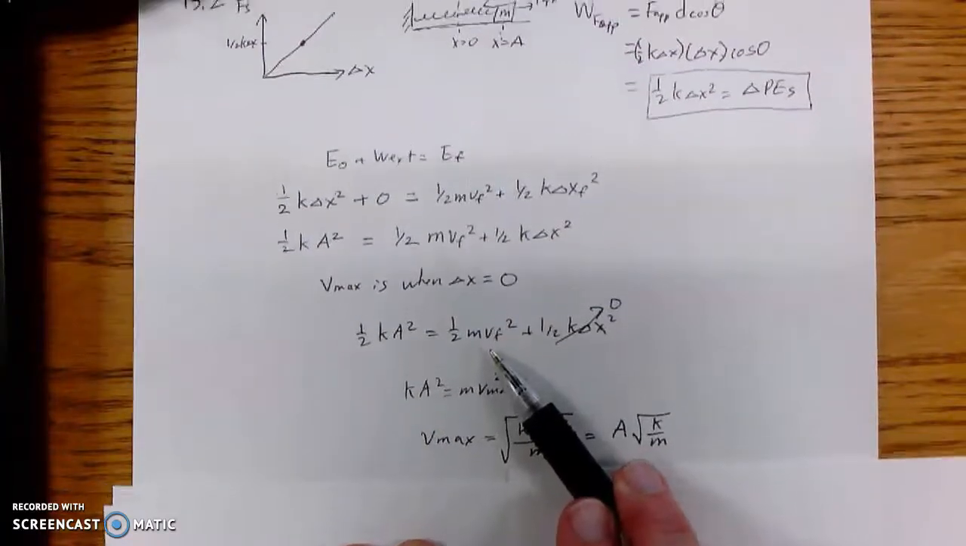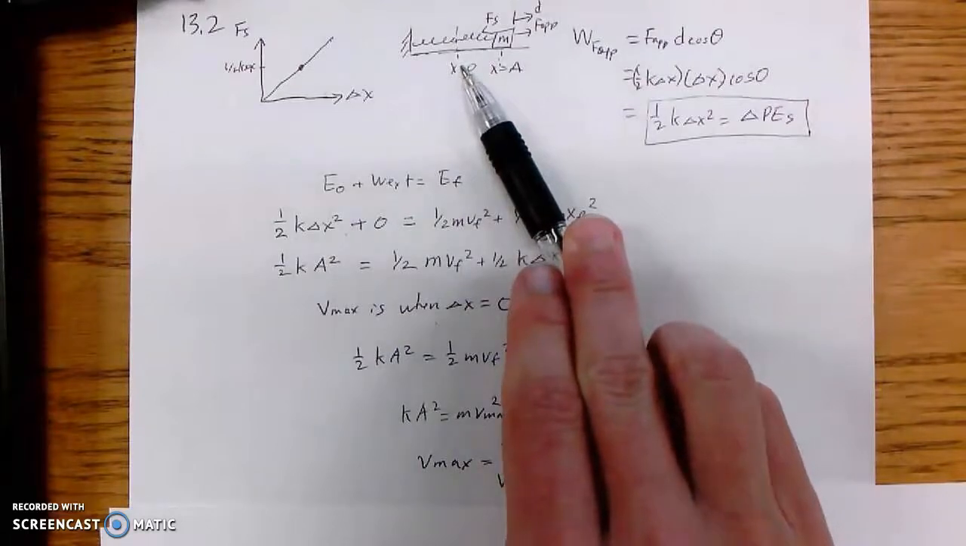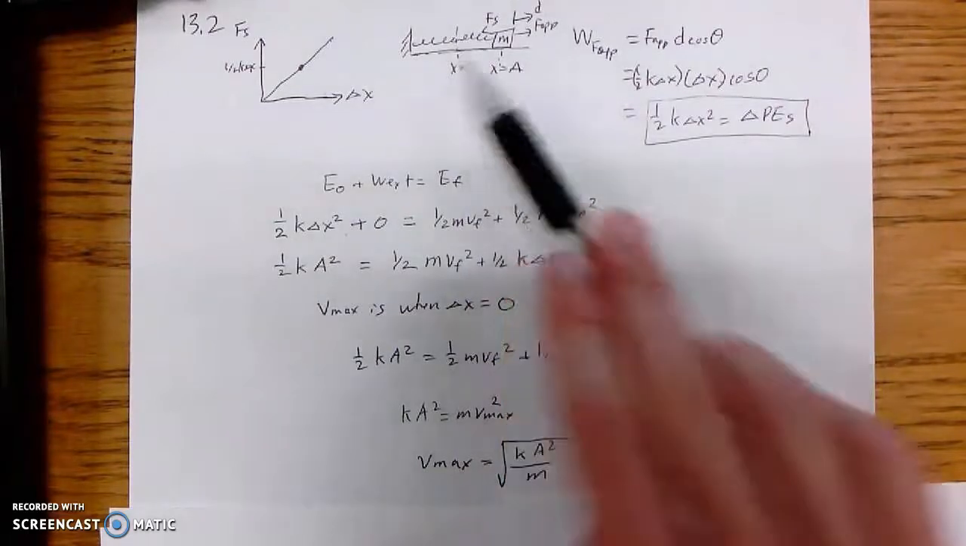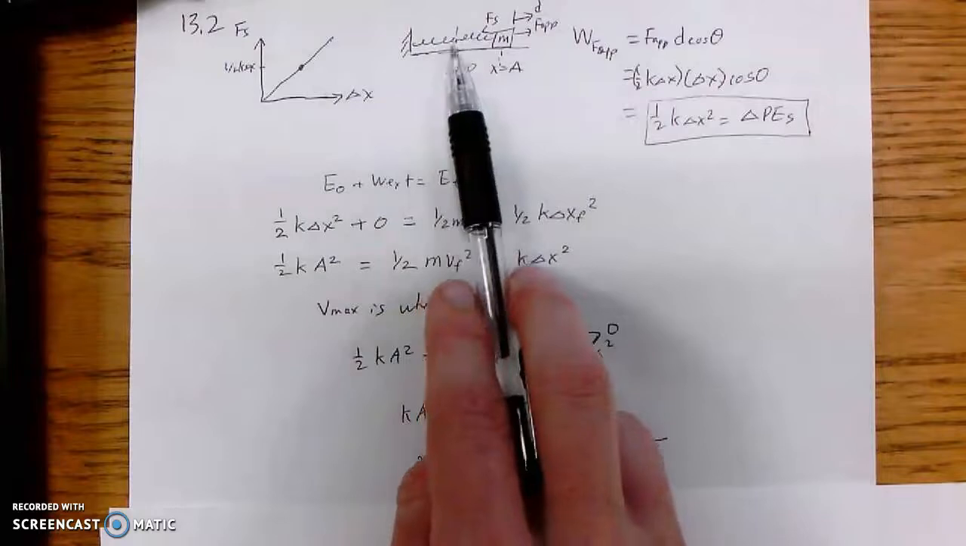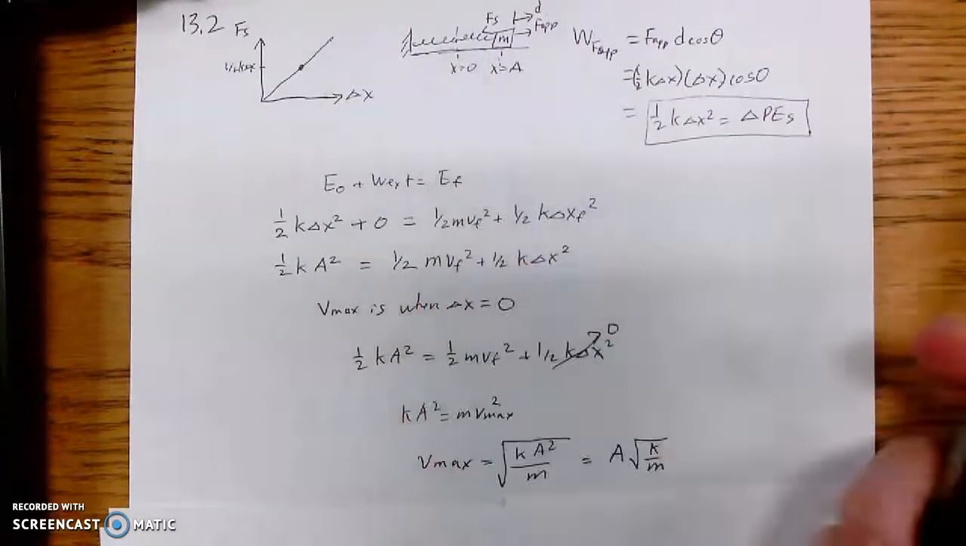You do probably want to realize, though, that it's going the fastest right here when the spring is back to its relaxed length. That's when there's no force on the mass. The spring is back to its relaxed length. That's when it's going the fastest.